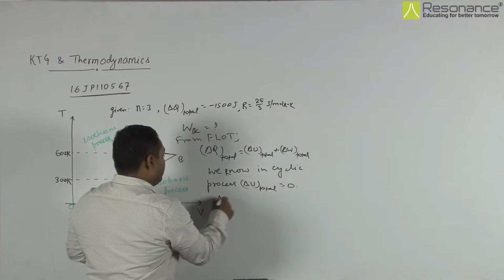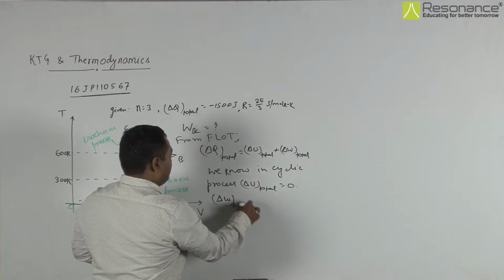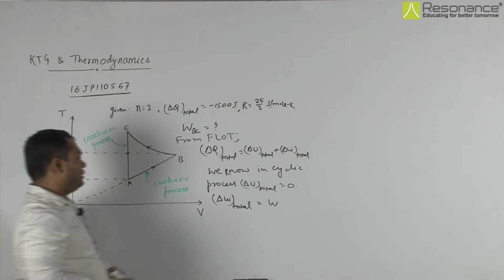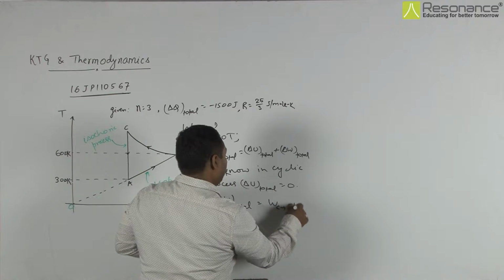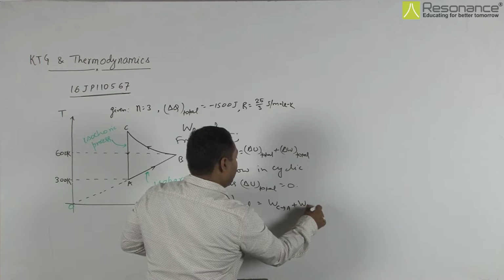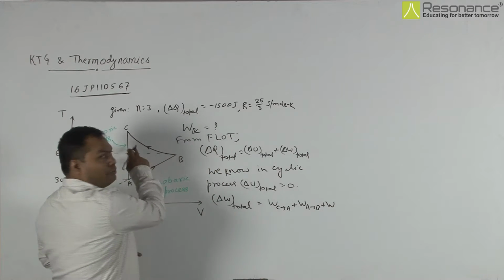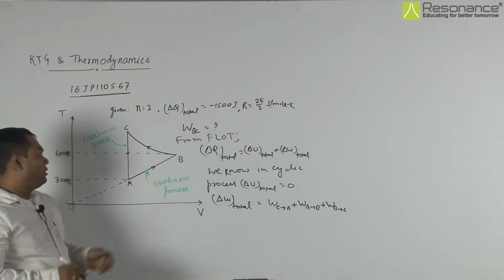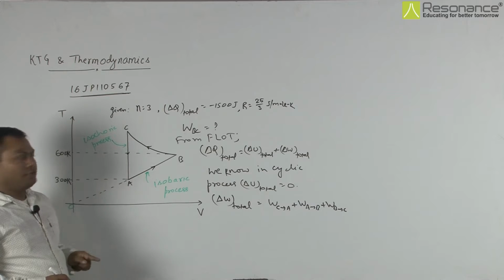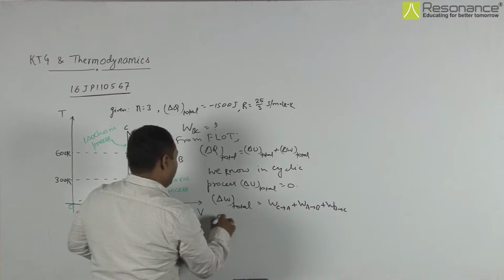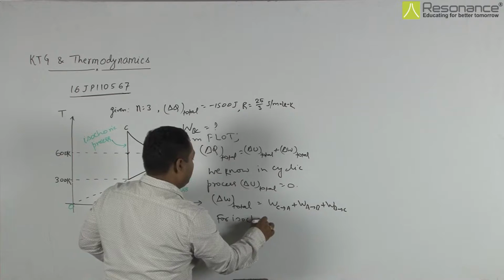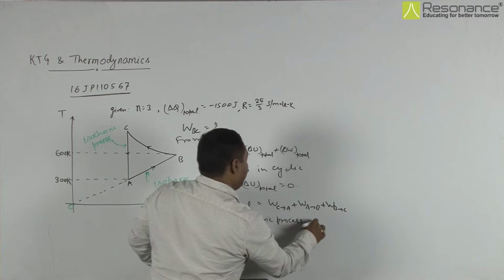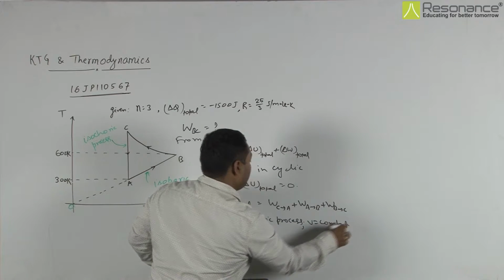Okay. Delta W total is what? Work done for the path, let's say from C to A, W C to A plus W A to B and W B to C. You see, CA is what? Isochoric process. For isochoric process, that is V is constant. We know in isochoric process V is constant.